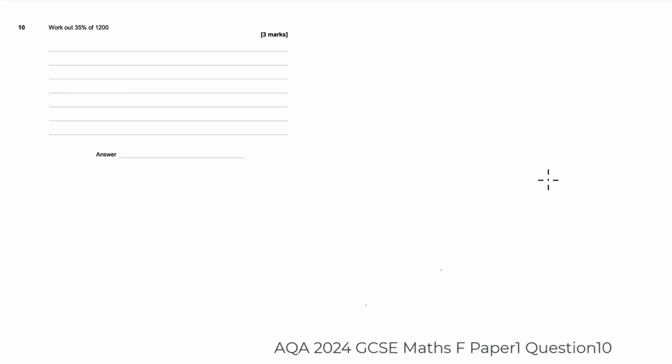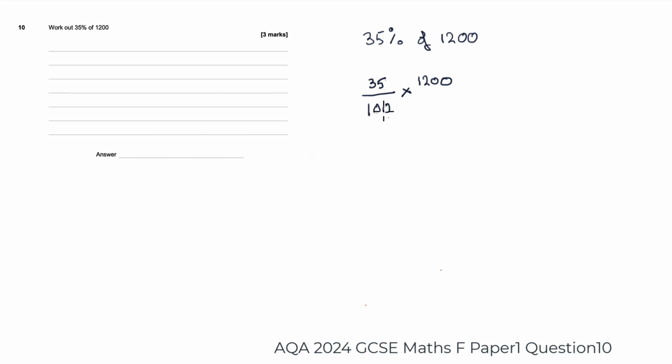Well, here's question 10. We're asked to work out 35% of 1,200. Now, there's various ways of doing this. We could go ahead and say, well, we know that 35% is 35 hundredths. So it's that fraction of 1,200. And we can use our normal fraction calculation to do this.